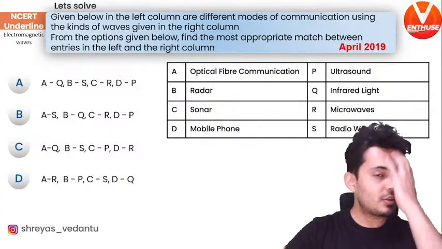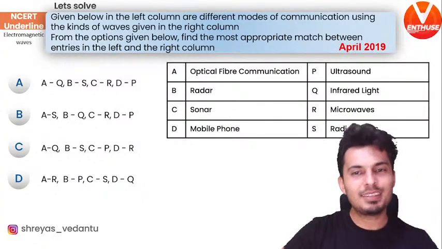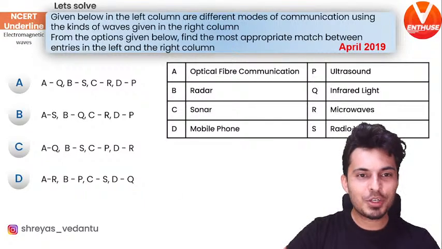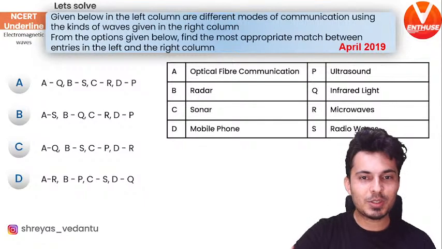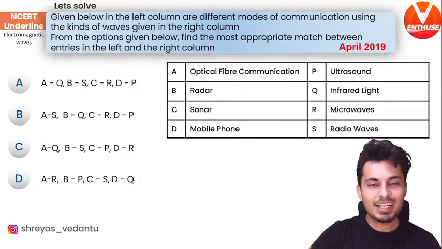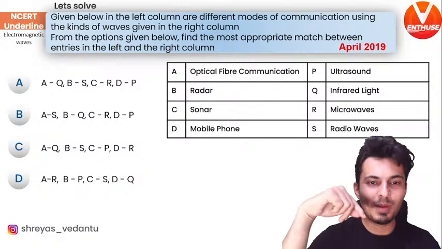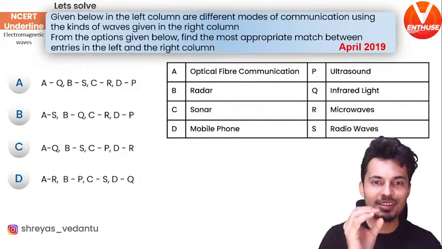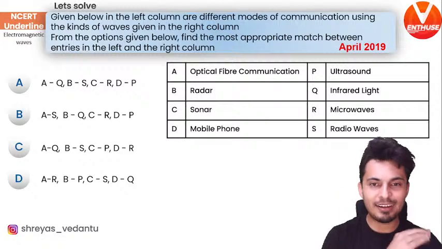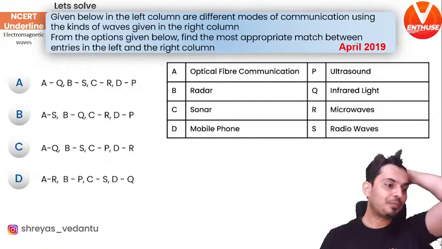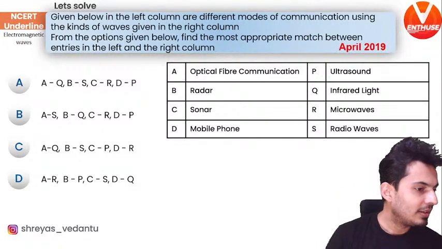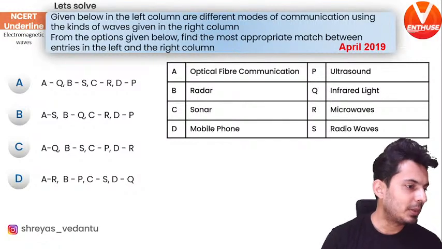Okay, so here's your first question on your screen. Match the following, a previous year question which was asked in April. Come on, let's see how many of you can do this question. I'll just make it a little small. So optical fiber communication, radar, sonar, mobile phone. On the right side, you have ultrasound, infrared, microwaves, and radio waves. So what do you guys say?